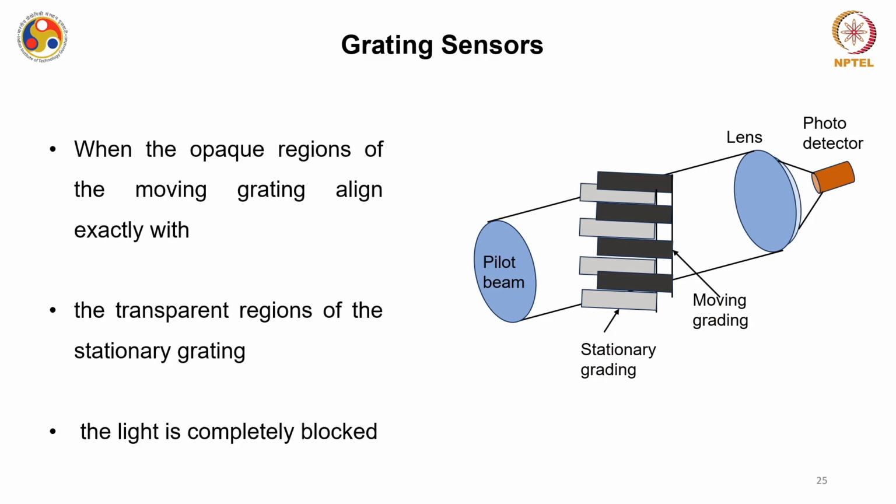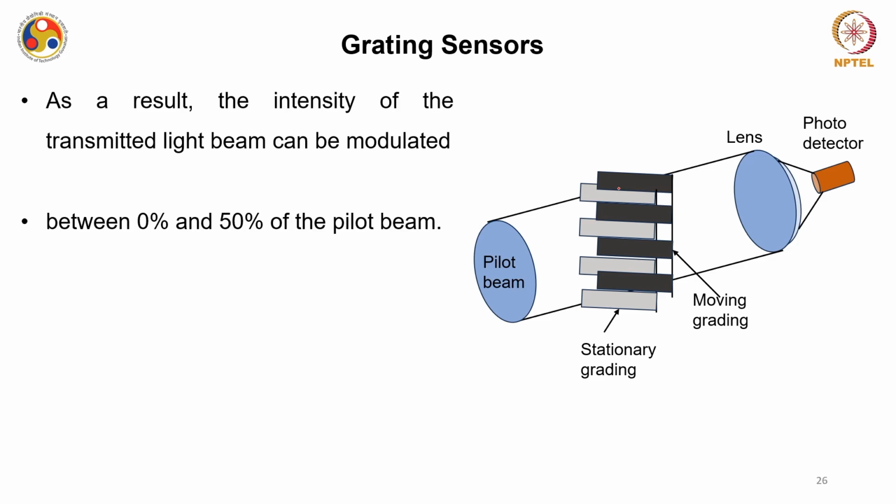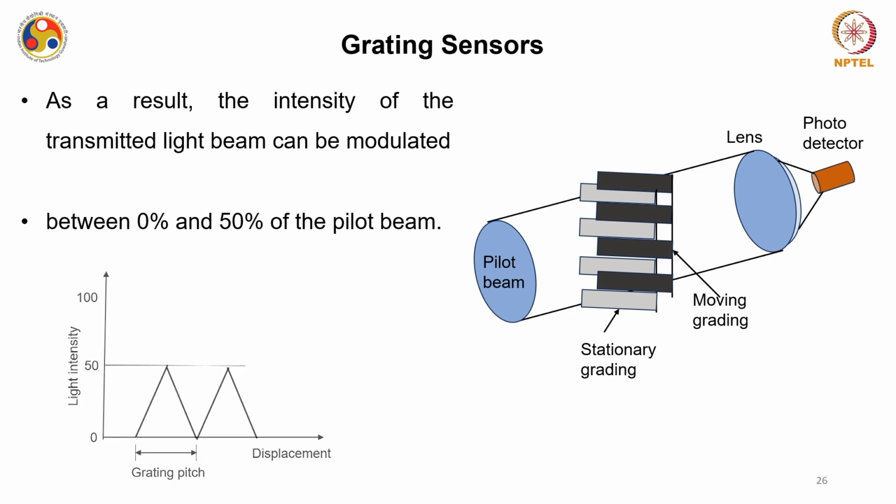Now, when the opaque region of the moving grating aligns exactly with the transparent region of the stationary grating, the light is completely blocked. As a result, the intensity of the transmitted light beam can be modulated between 0% and 50% of the pilot beam. By this you will be able to measure the displacement by calculating the grating pitch.